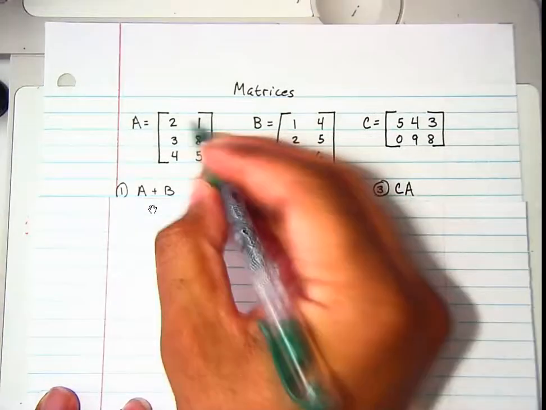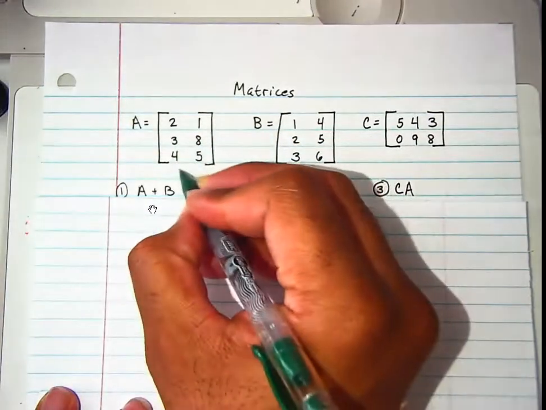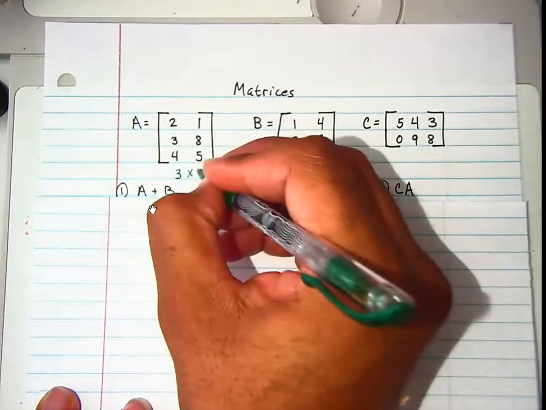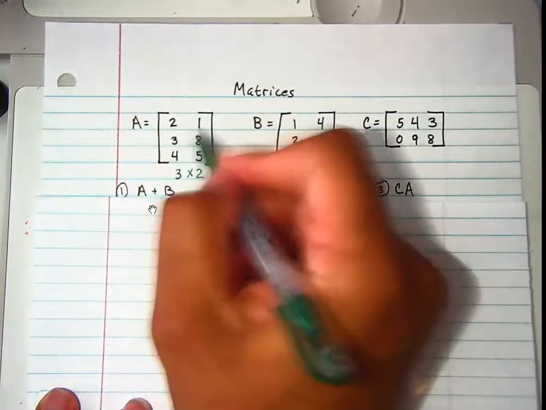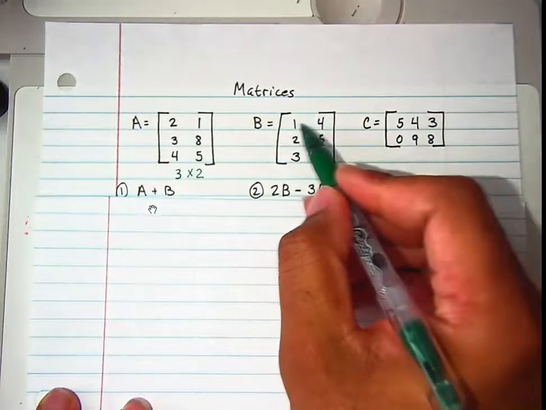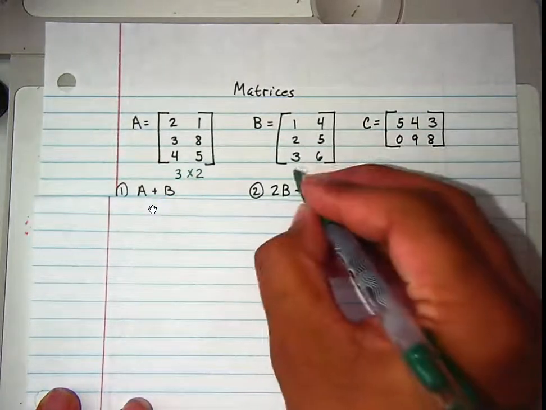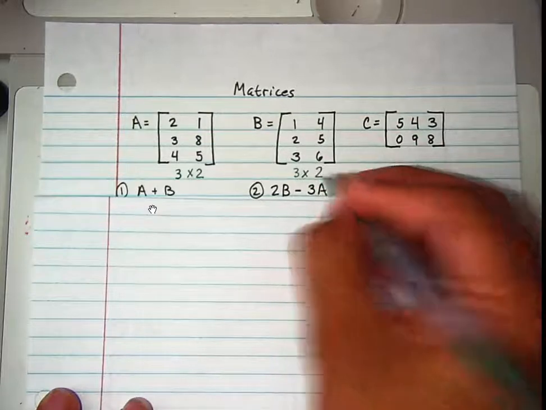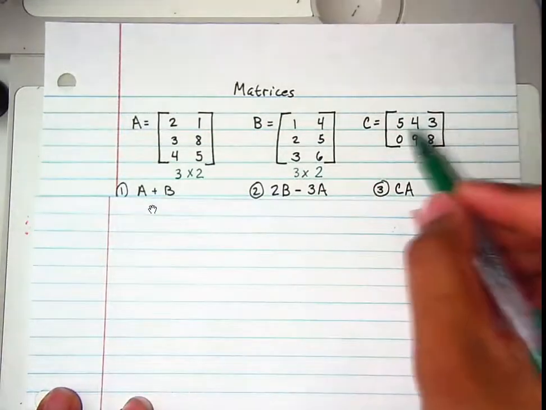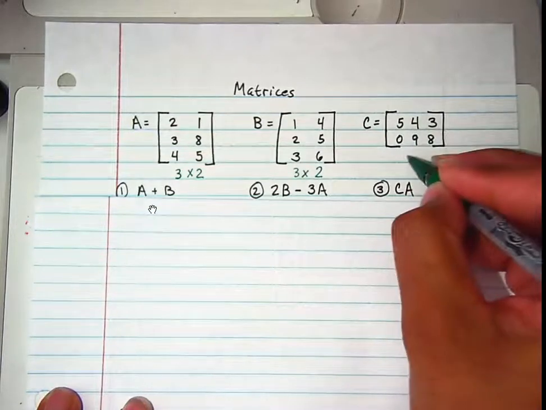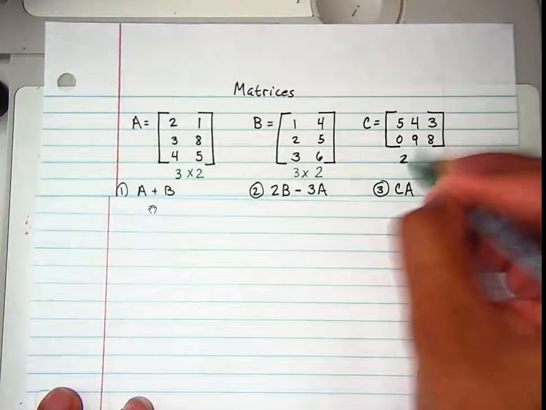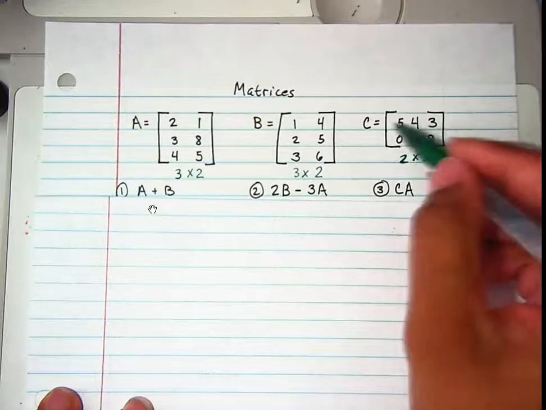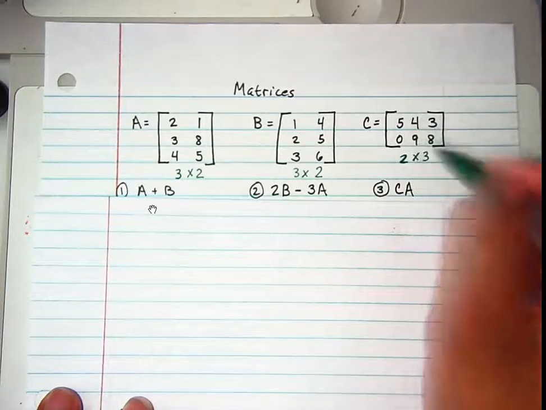So here for A, we have 1, 2, 3 rows. We have 1, 2 columns. So 3 by 2. RC Cola, rows by columns. B: there are 3 rows and 1, 2 columns. RC Cola. For C, this is 1, 2 rows. We have 1, 2, 3 columns. So 2 by 3. So 2 rows, 3 columns.